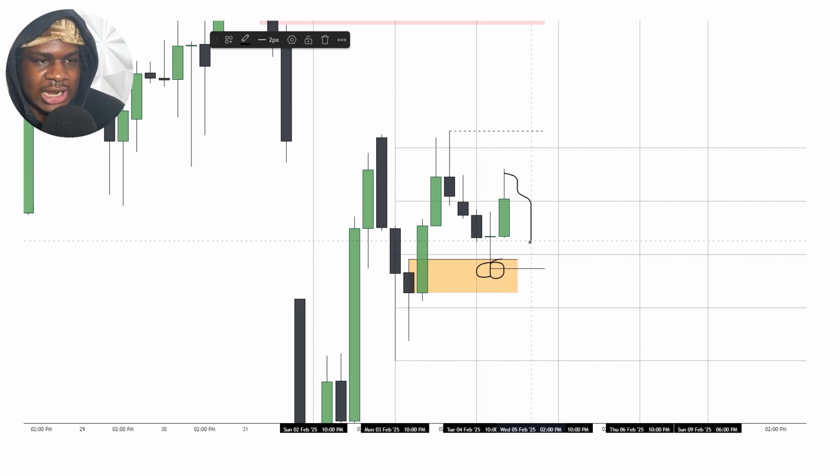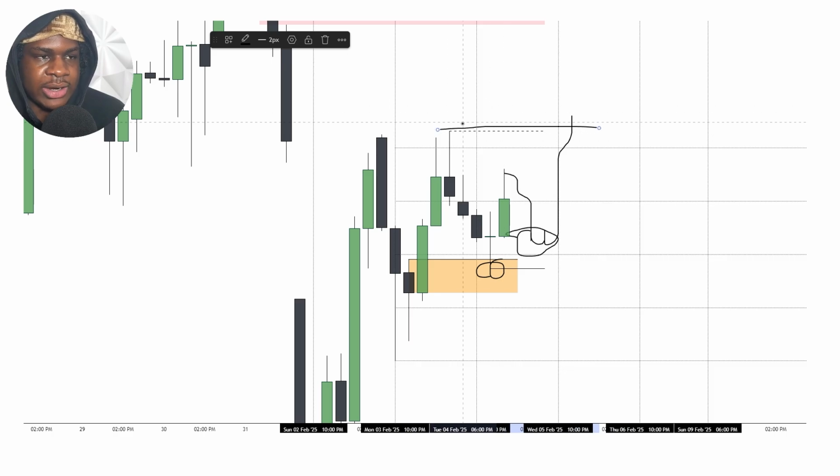Instead, if we do see a pullback, it should respect it for a continuation back higher, and we can target these previous daily highs. So this is just how you create a daily bias inside of the marketplace, by paying attention to where the higher time frames have been and what the overall structure of the markets is. Now I'm going to go down to the 1-hour time frame to frame more setups.